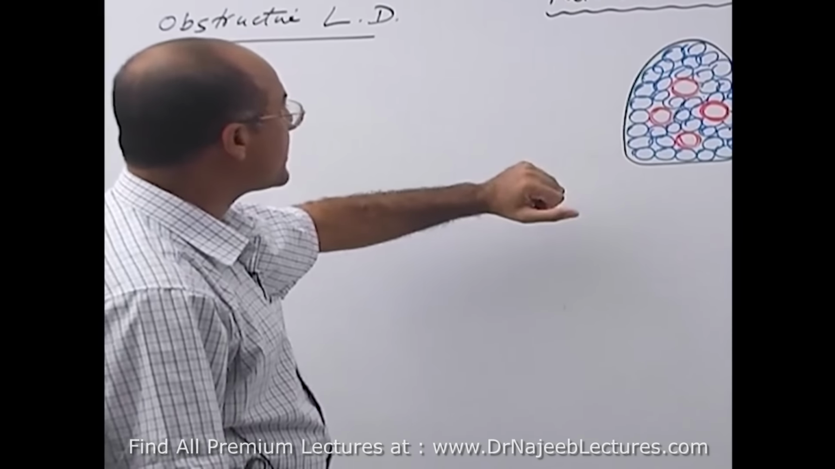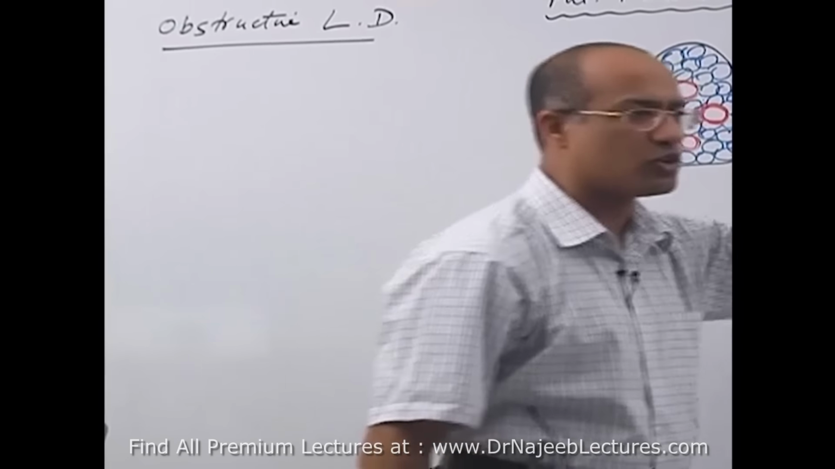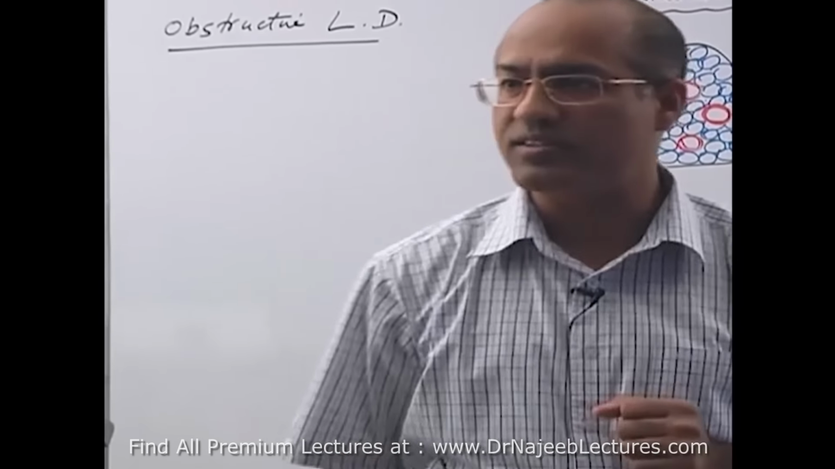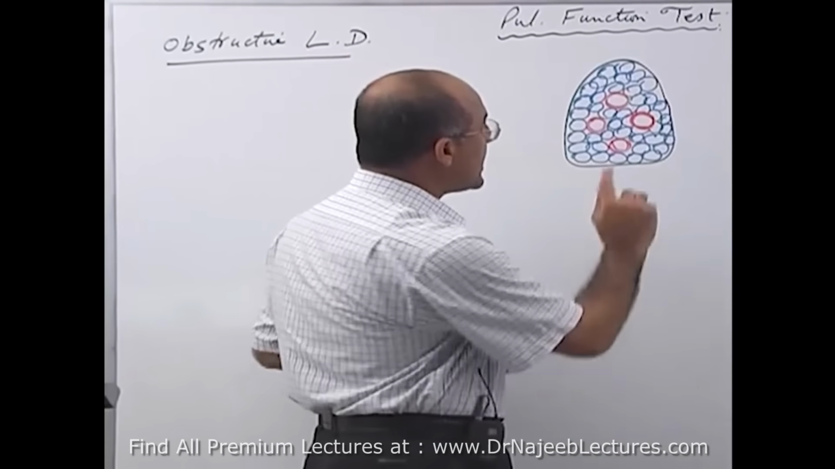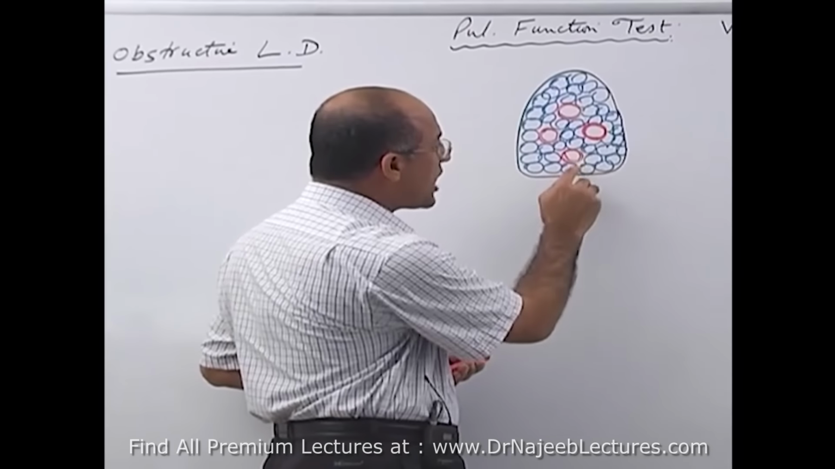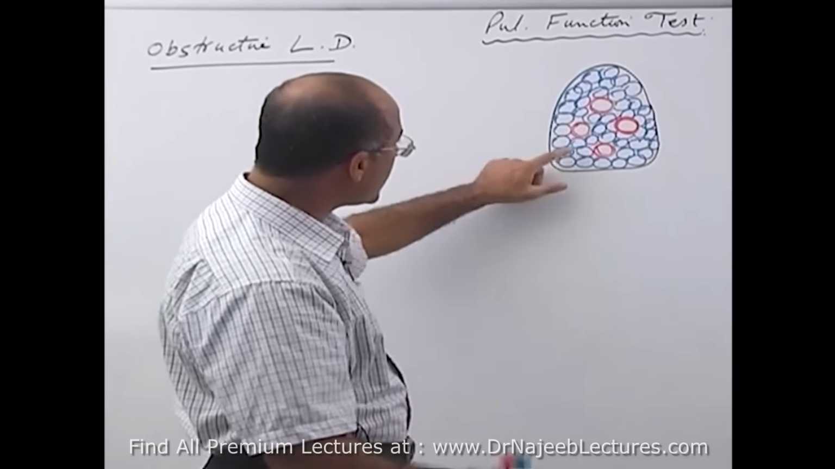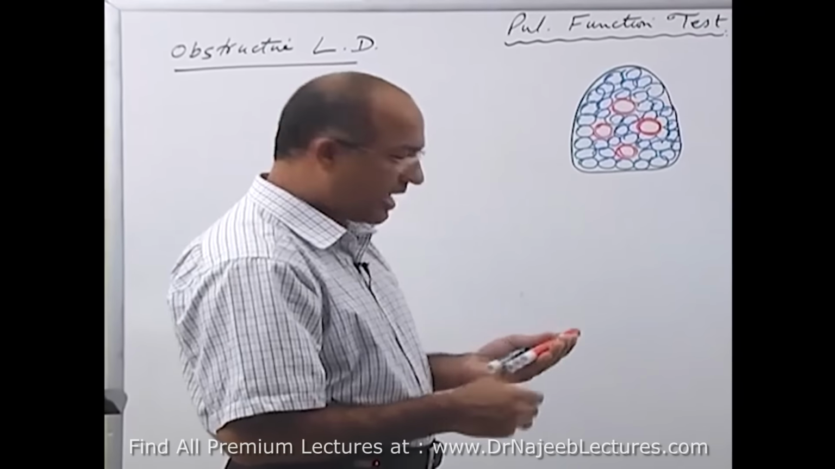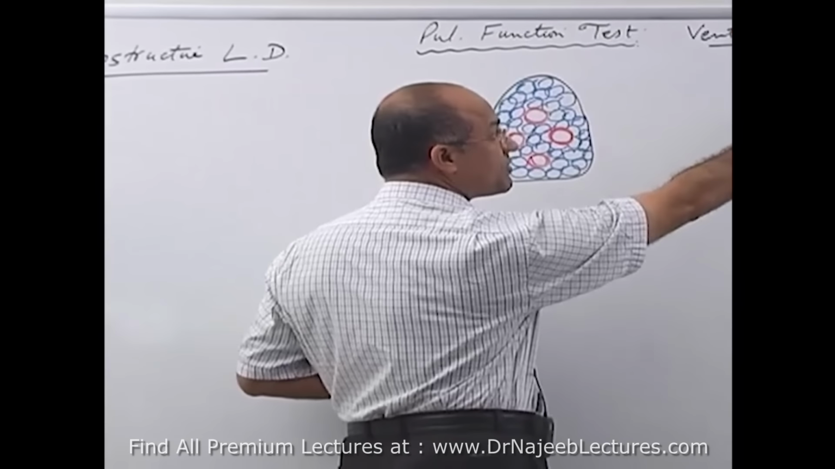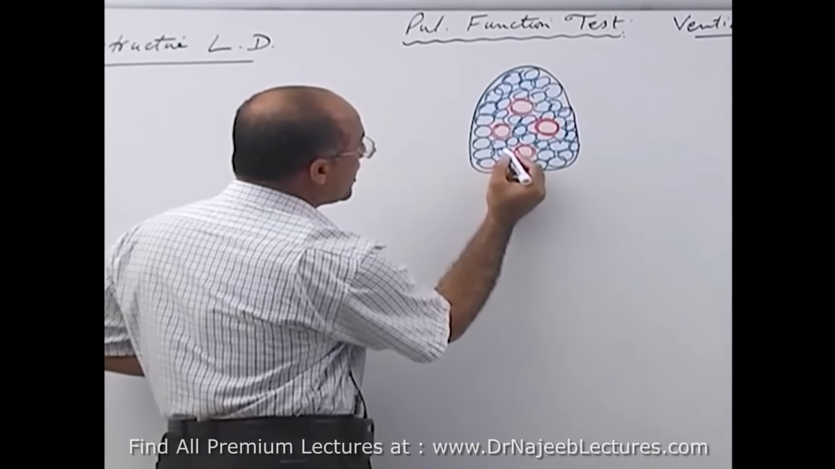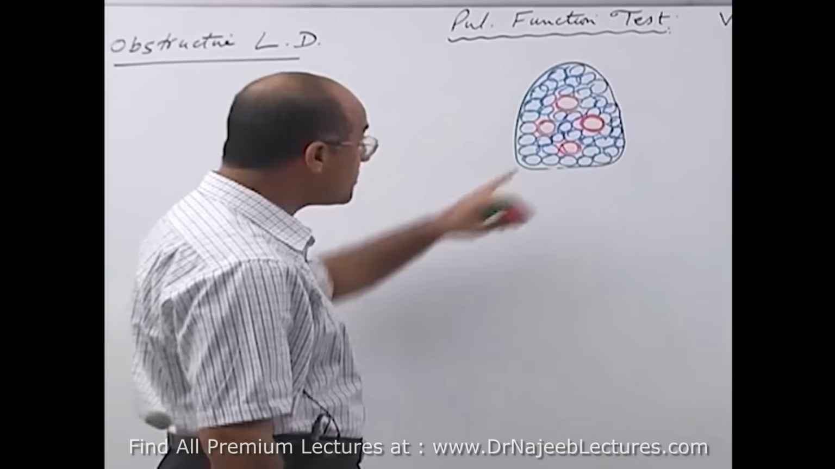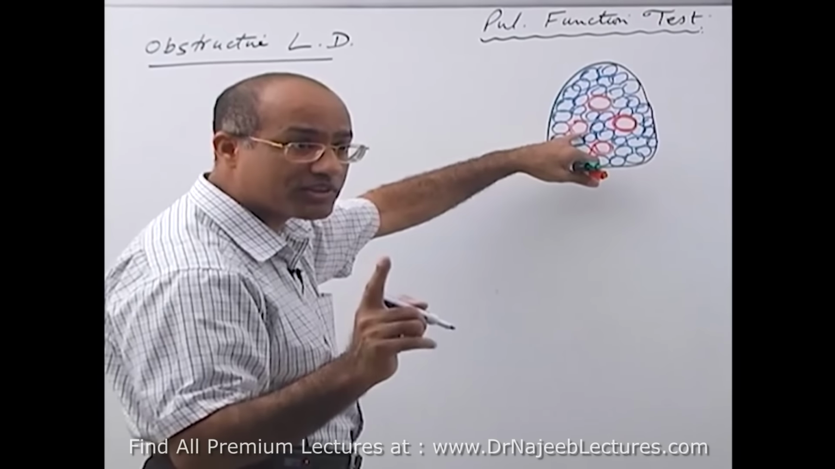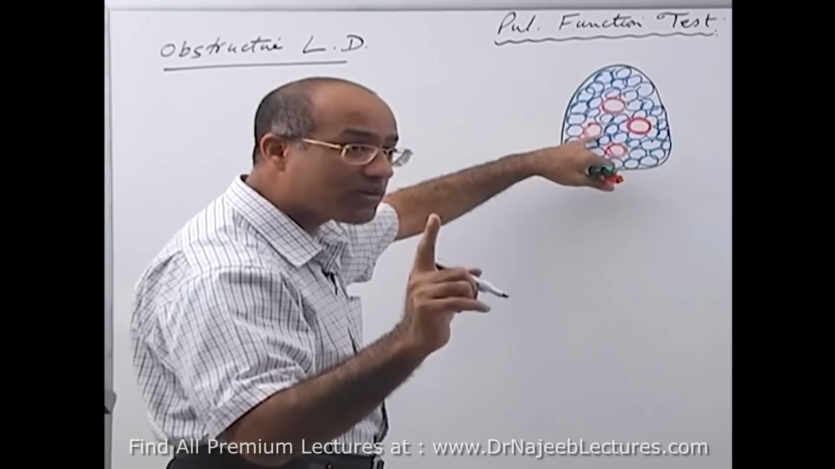Now let's compare it with the restrictive lung diseases. What's the problem in restrictive lung diseases? In restrictive lung diseases, what really happens, that problem is with the parenchyma of the lung. Problem is with the interstitial tissue, right? And what is the real problem in restrictive diseases? That connective tissue here is increased. Problem is not with the airways. In restrictive diseases, problem is not with the airways.